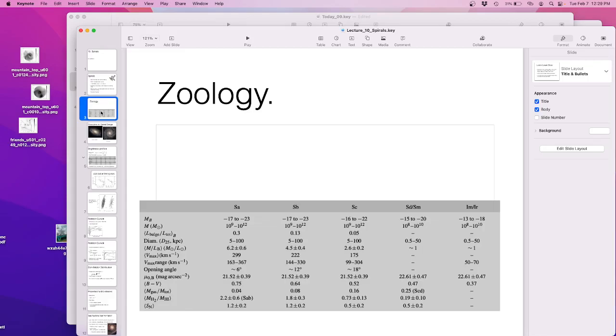Now, this relates to another question from the reading. Just out with no context, what would you guess that MB means? Which magnitude? What's that? Good guess, but no. B could be bolometric, but B here means B. Blue. So this is the blue brightness.